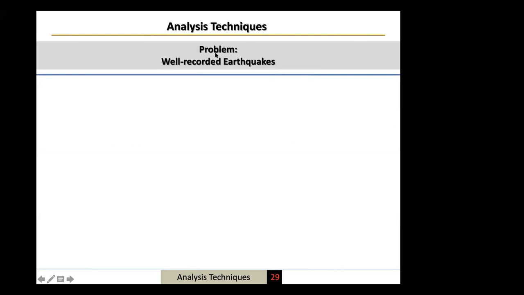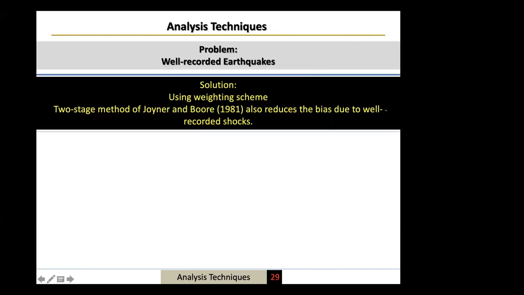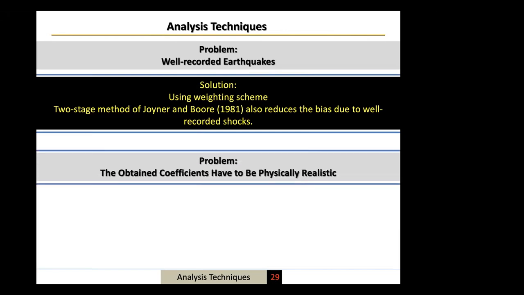So the other problem, which is almost the same as the previous one, is well-recorded earthquakes. And the solution here is also to use a weighting scheme. And again, the two-stage method of Joyner and Boore also reduces the bias due to well-recorded shocks. The next problem is the obtained coefficients have to be physically realistic.